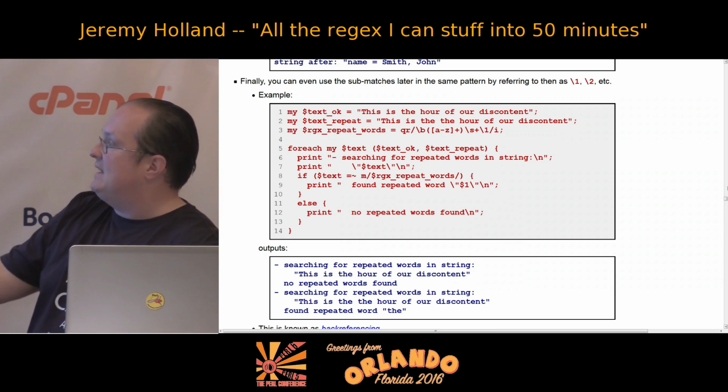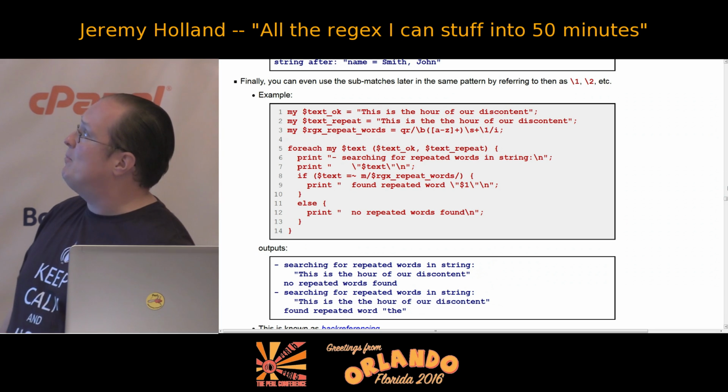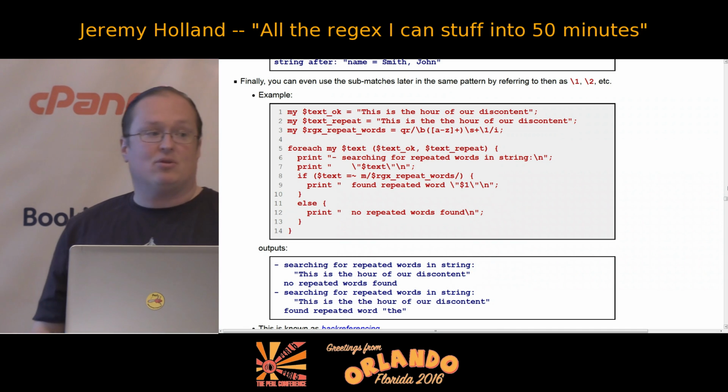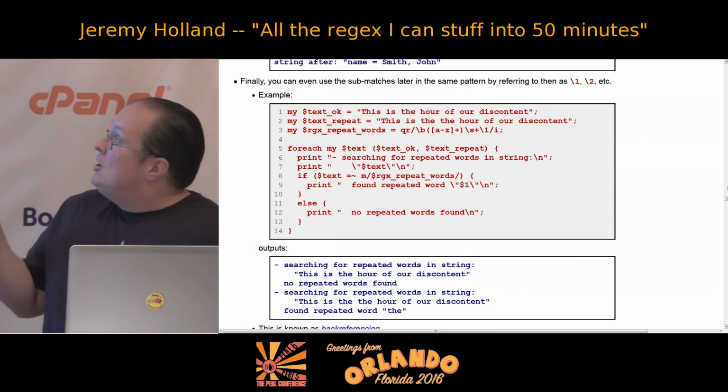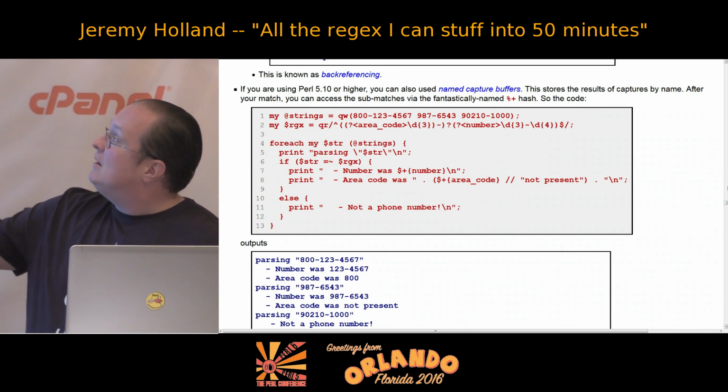So this will find, in the repeated string, the repeated use of the word "the". This is called back referencing. If you're using Perl 5.10, you can also name your capture buffers using parenthesis, question mark, angle bracket, name, close angle bracket, and then the subpattern you're trying to match.